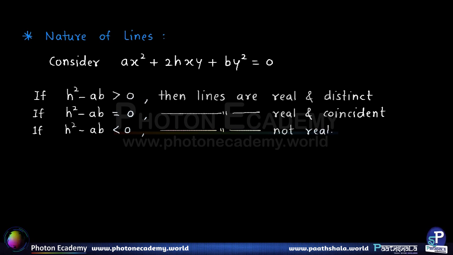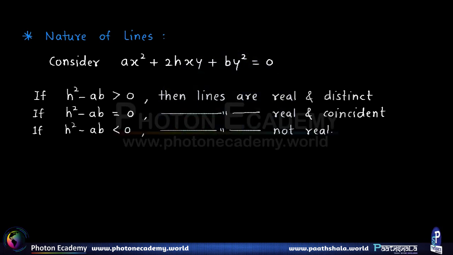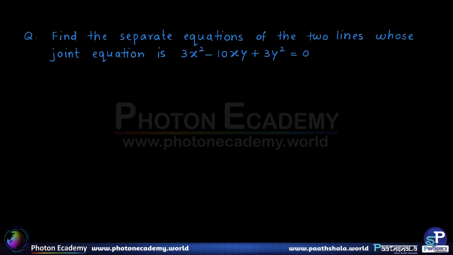If h square minus ab is equal to 0, then the lines are real and coincident. So that corresponds to real and equal roots of a quadratic equation. And lastly, if h square minus ab is less than 0, then the lines are not real, simply because the slopes themselves will not be real quantities. Now based on this, we can solve the questions of joint equation.